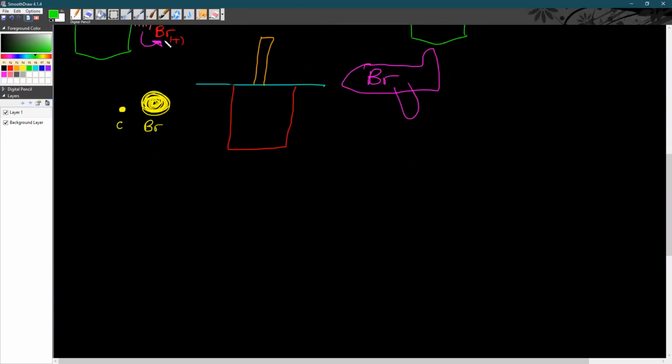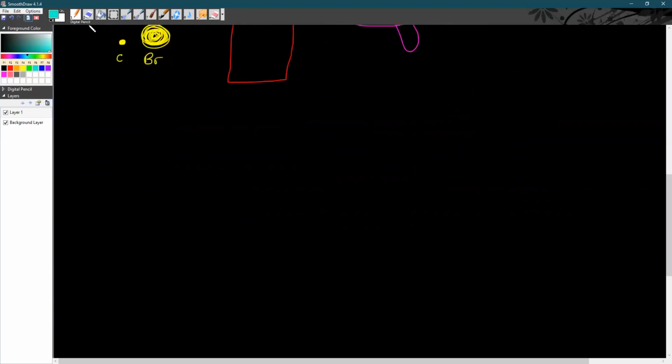Let's take a look at another example, shall we? Well, let's say that we have this molecule.